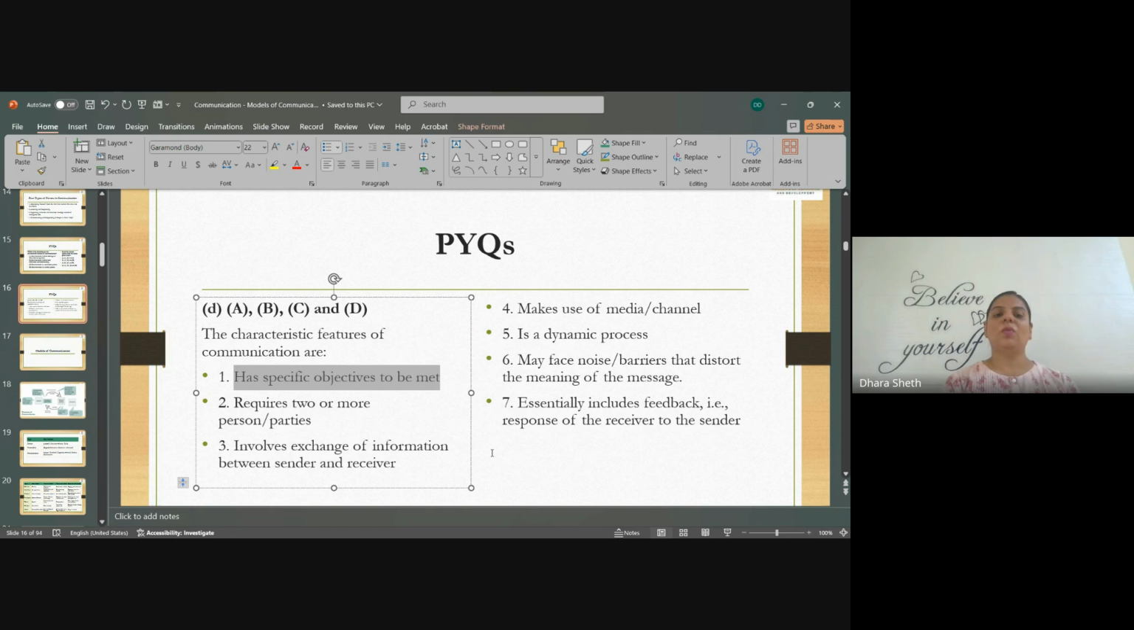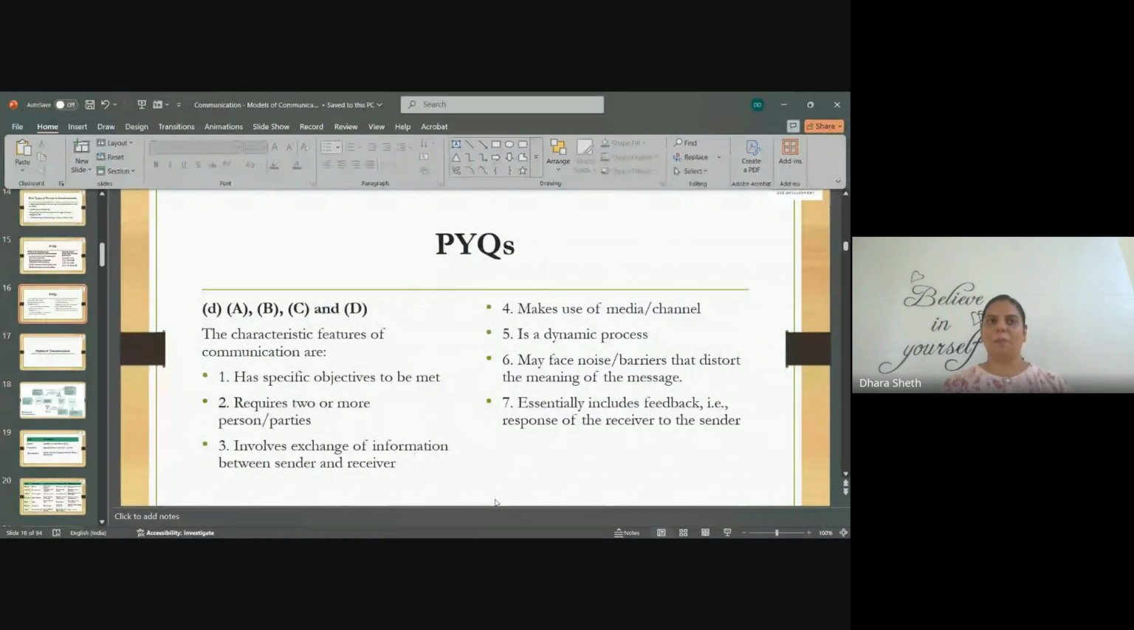It requires two or more persons or parties. Communication can never be a one-person thing, unless it is intrapersonal communication, like meditation or prayer, but that also requires two parties. You talking to yourself is you and yourself, two parties. Talking to God is you and God, two parties. It involves exchange of information between sender and receiver, makes use of a medium or channel, and is a dynamic process. It is not static.